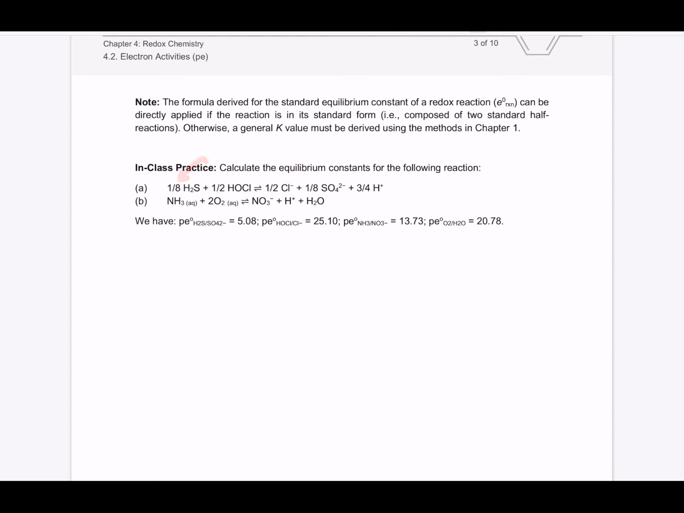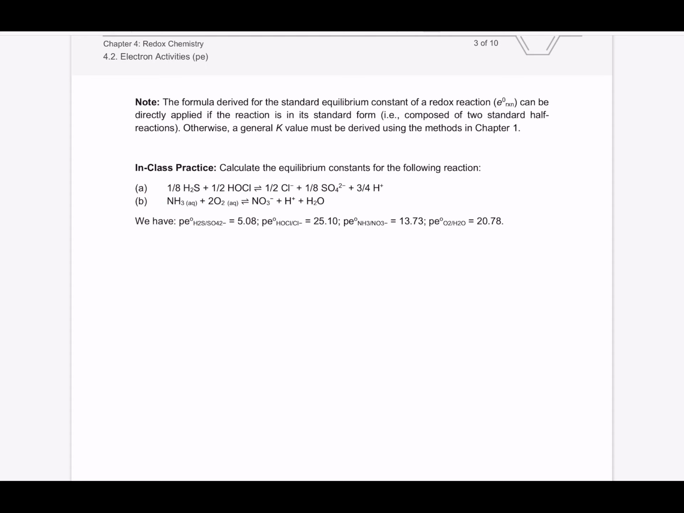It looks like it's coming from a standard half reaction because of those weird values in front of each compound. But just to make sure, we want to confirm that it is coming from two standard half reactions. And you'll be given this sort of information a lot. What it says here is that H2S is in one half reaction with sulfate. So in one half reaction, you have H2S and sulfate. The other half reaction, you have HOCl and Cl minus. That's the kind of information that is related to the first one.